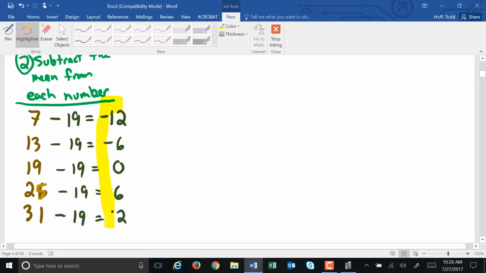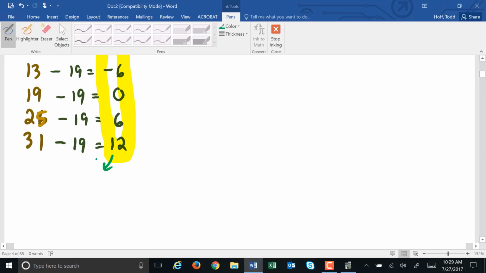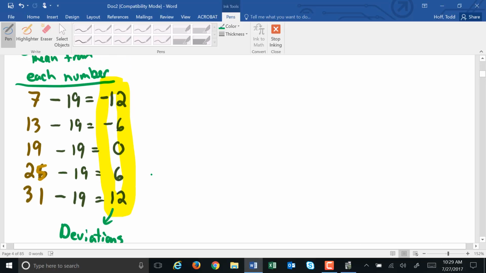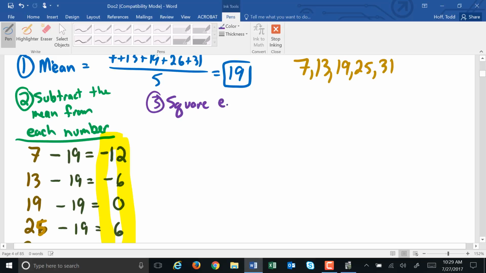That set of numbers right there is referred to as the deviations. Sometimes called the deviations from the mean. That's what it is. That's how far each number is away from the mean. Step 3. It's to square each deviation.